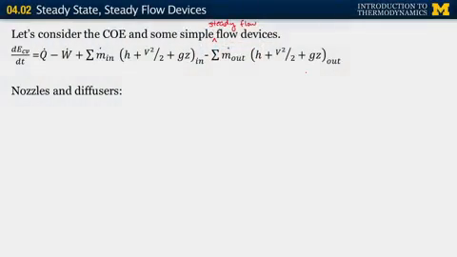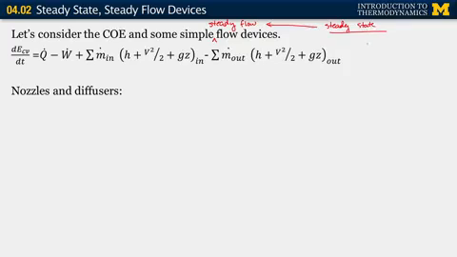Okay, so we're going to start. We're going to look at like 5 or 6 different categories of flow devices. We're going to assume every one of these devices is steady flow. So for every one of these, that's steady flow and steady state. And you say, what's the difference? Steady state addresses the time variable.